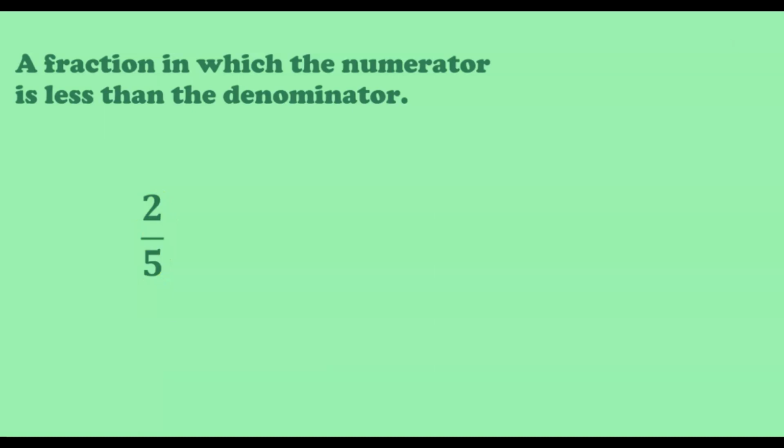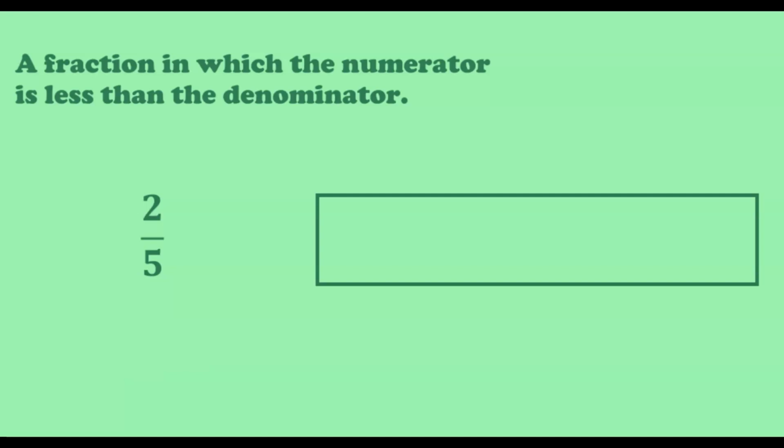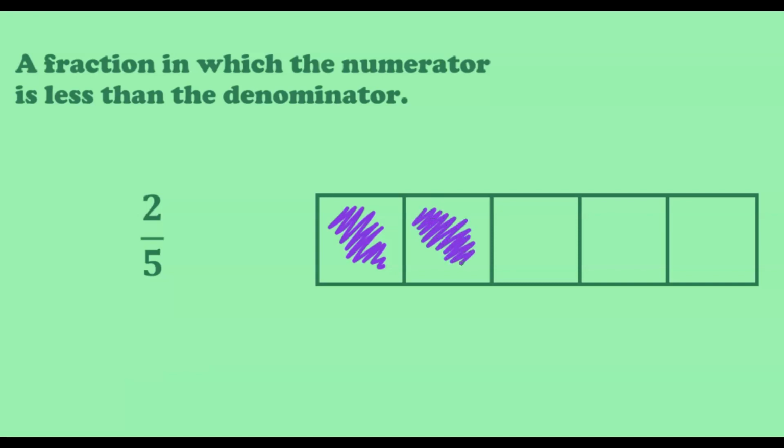Now, let us model this fraction. For that, let us consider a rectangle. And since in the denominator we have 5, let us divide this rectangle into 5 equal parts. Now, in the numerator, we have 2. So 2 parts out of 5. So if we want to model this fraction, what we do is we shade 2 of these parts. And so this represents the fraction 2 over 5.